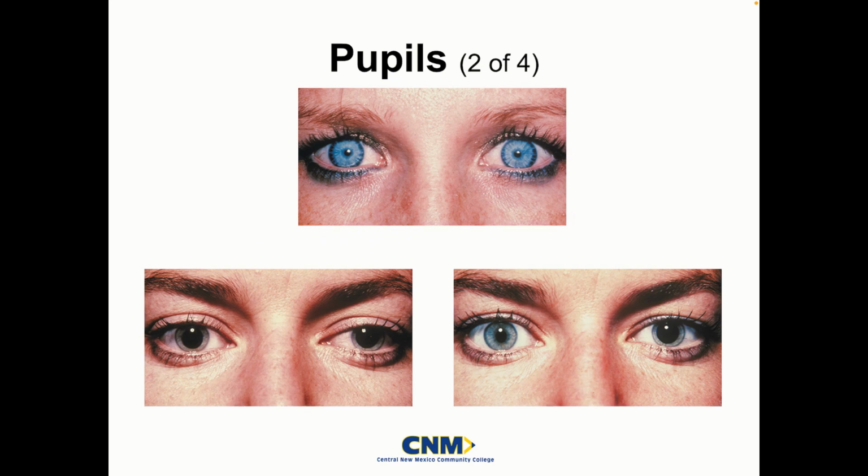There's some pictures of pupils. So this is the normal response, essentially. They're both about the same size, assuming that they got to that size pretty rapidly. This patient's pupils are dilated, so the opposite of being constricted. And this patient has unequal pupils. The dilated pupils may be an indication of hypoxia or drug use. The unequal pupils may indicate a stroke or traumatic brain injury.